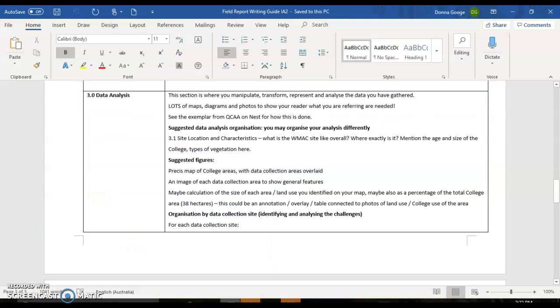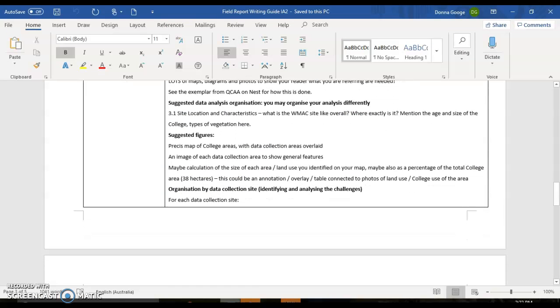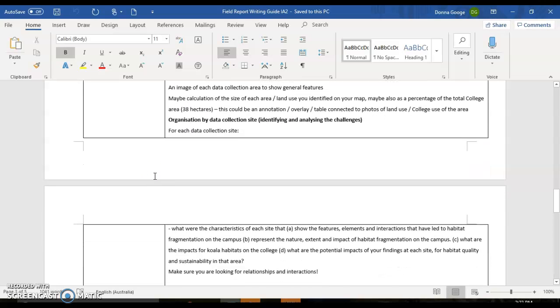The next sections that we're looking at, you are looking at one way of organizing for identifying and analyzing the challenges could be by the actual sites where we collected the data. Sorry, you'll also find on here I've suggested some figures. I'm not going to read them all out. You are not limited to that. Have a look and see what you want to do.